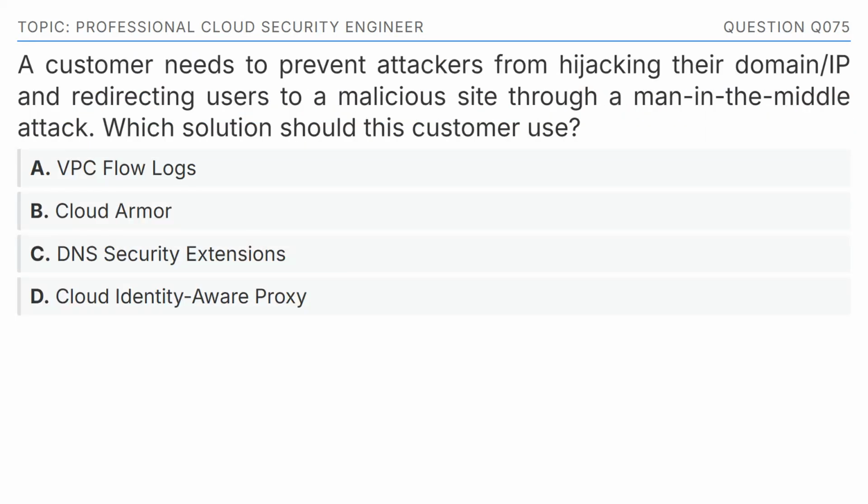A customer needs to prevent attackers from hijacking their domain/IP and redirecting users to a malicious site through a man-in-the-middle attack. Which solution should this customer use? The options are: Option A, VPC flow logs. Option B, Cloud Armor. Option C, DNS security extensions. Option D, Cloud Identity Aware Proxy.